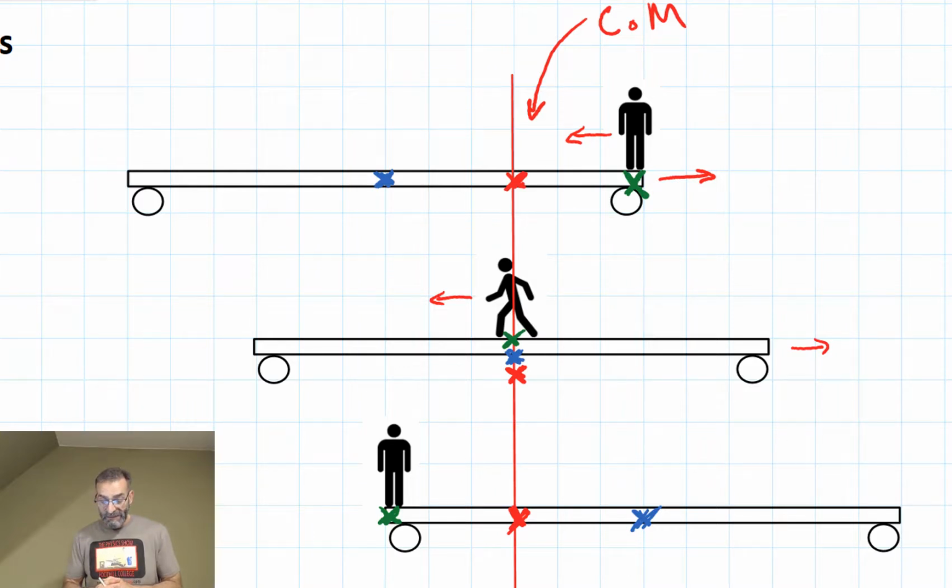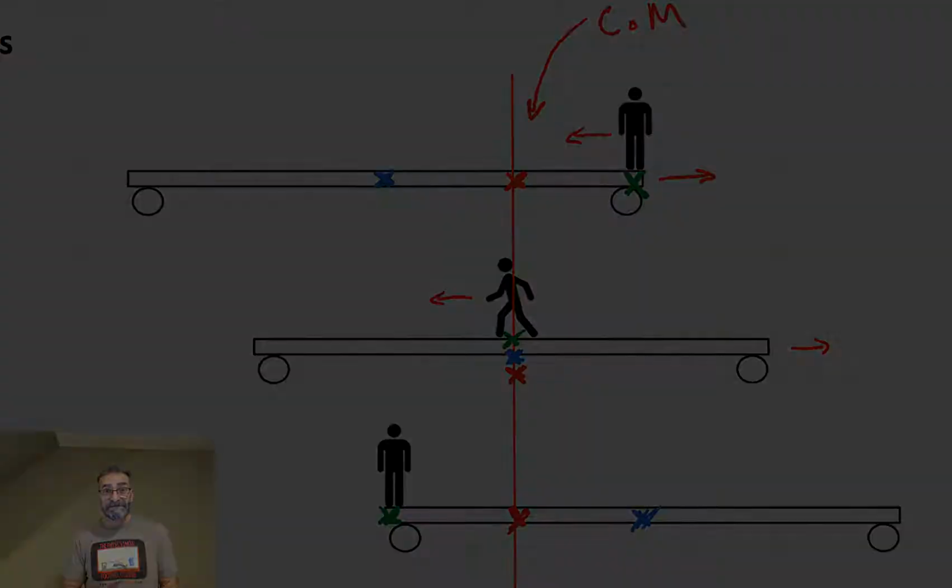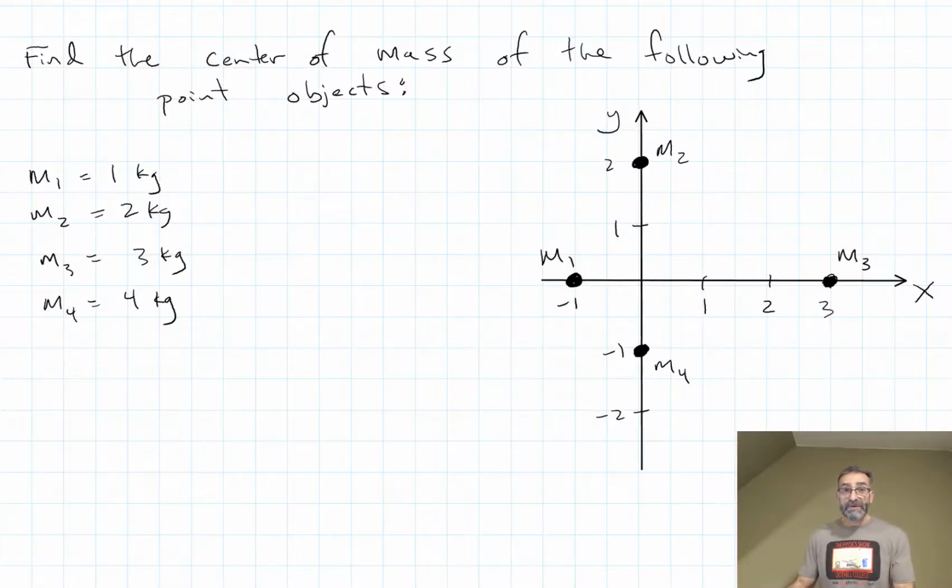But center of mass comes in handy for other types of problems also. So let's take a look at how we calculate center of mass, and we're going to start out with point objects. In this problem, we're trying to find the center of mass of these 4 point objects. The masses are given, the locations are given. Let's find the center of mass.